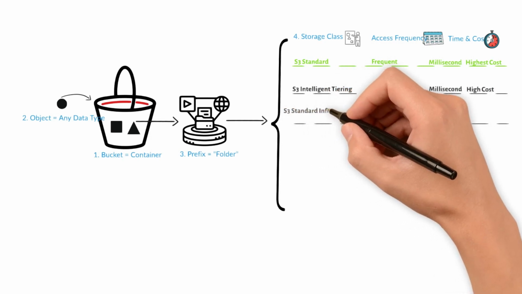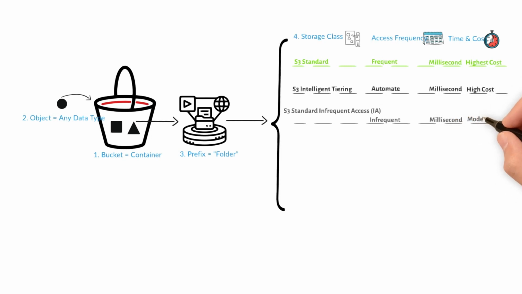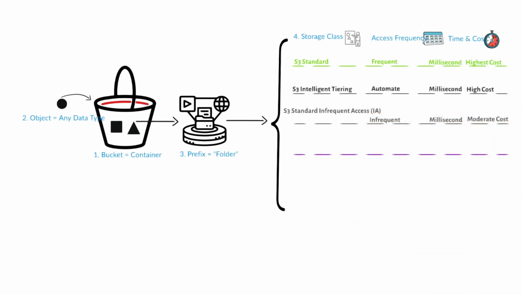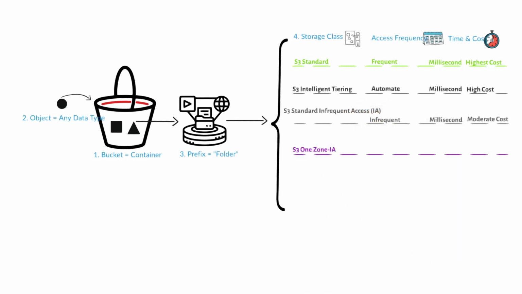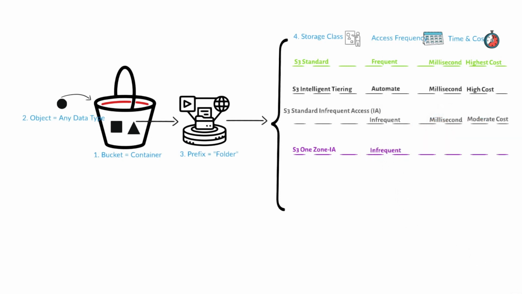S3 Standard Infrequent Access is for data infrequently accessed, but you still need it in milliseconds. S3 One Zone IA is for infrequently accessed data where you can wait for seconds. Remember that by default, S3 copies your data across 3 availability zones. The reason why the time is in seconds for this option is that it only stores your data in one availability zone. You generally do this for low-cost data that can be easily reproduced like an image.